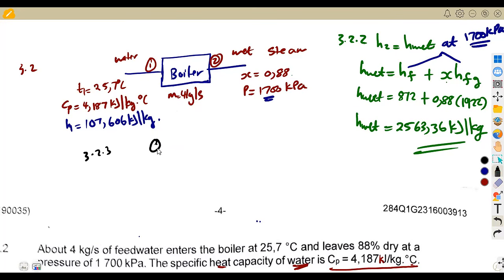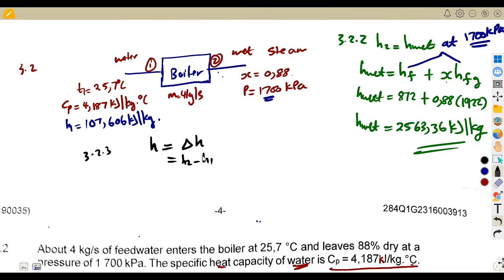So that is H transferred. We're going to have H transferred, which is equal to the change in the enthalpies. Here we've got 2 and we've got 1, so it's going to be H2 minus H1. This is what was going to happen.